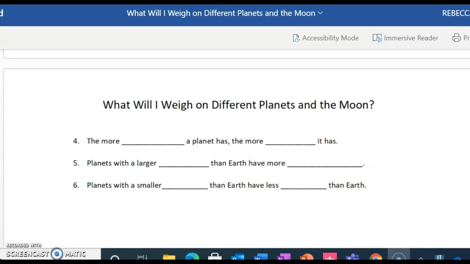The more blank a planet has, the more blank it has. Planets with a larger blank than Earth have more blank. And lastly, planets with a smaller blank than Earth have less blank than Earth. So after you have completed this worksheet, you're going to want to submit it.